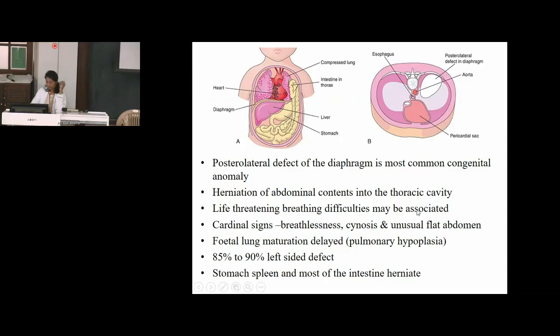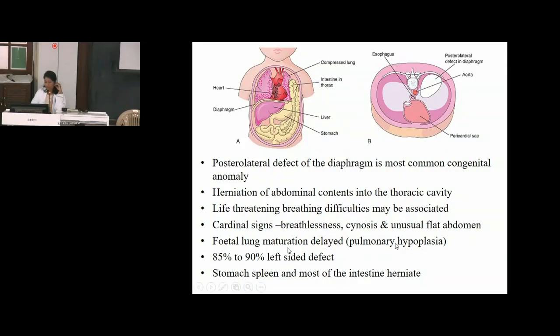The baby comes with symptoms of breathlessness, cyanosis, and an unusually flat abdomen, because the contents from the abdomen are going towards the thoracic cavity. So this is life-threatening, and breathing difficulties may be associated. That leads to something named pulmonary hypoplasia. The lungs are very small and not normally developed.